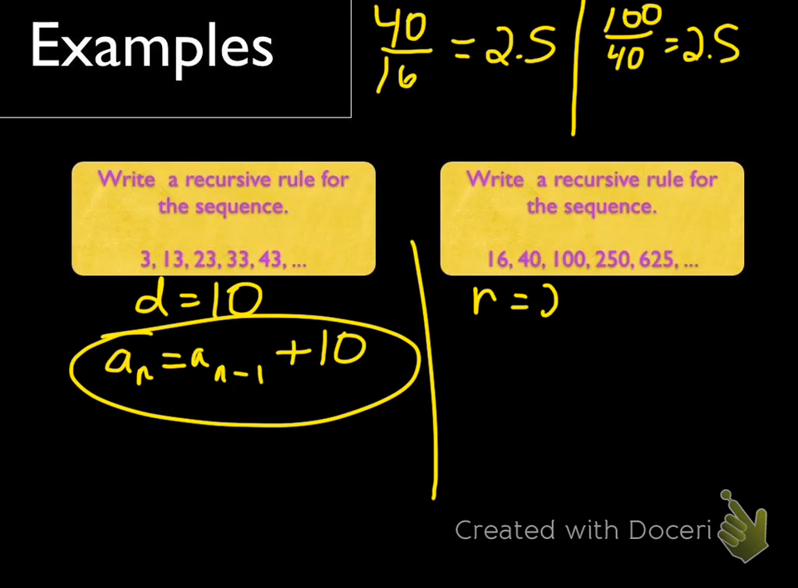R equals 2.5. So to write my sequence, a sub n equals, what was that rule? R times a sub n minus 1. Right, we said R was 2.5, so 2.5 times a sub n minus 1.